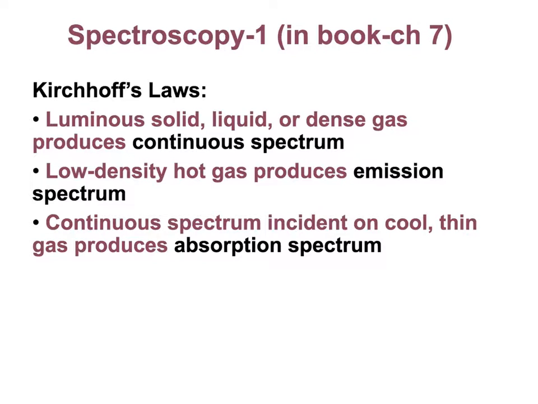So an astronomer in the 1800s named Kirchhoff was able to formulate these three different laws of spectroscopy. He formulated that there were three different types of spectra: continuous spectra, emission spectra, and absorption spectra. Each of these you were able to see in the lab, and we'll take a look at each of those.